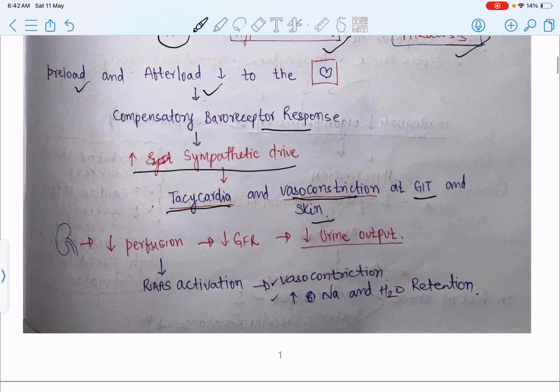Now coming to the kidneys, in the kidneys there is decreased perfusion. This leads to decreased glomerular filtration rate, which leads to decreased urine output. Because of decreased perfusion, the renin-angiotensin mechanism is activated, which leads to vasoconstriction of blood vessels and increased sodium and water retention. So basically what is happening in shock is decreased urinary output, metabolic acidosis and increased sympathetic drive.